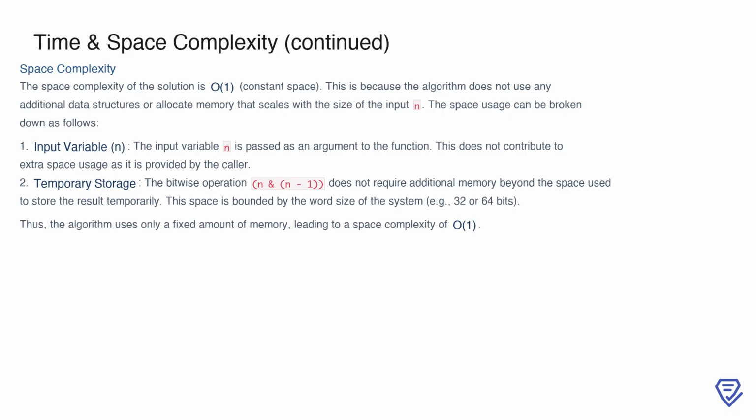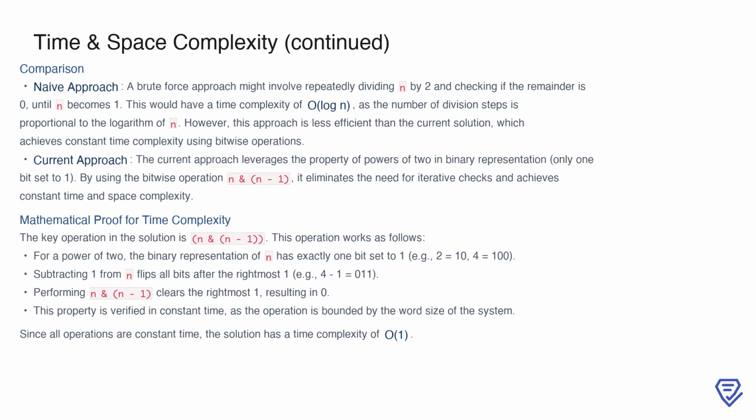Since no other memory is allocated during the execution, the algorithm operates within a fixed amount of space, leading to a space complexity of O(1). When we compare this approach to a naive method, the difference becomes clear.